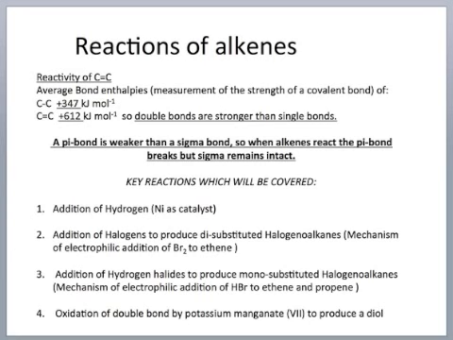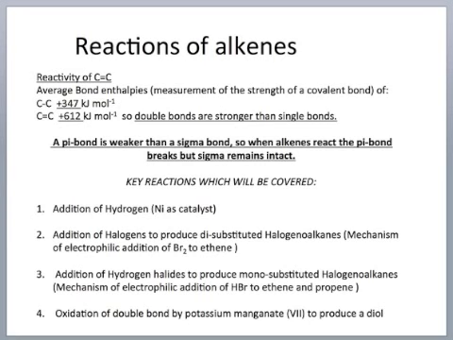So we can see that in order to break a carbon-carbon single bond, you need 347 kilojoules per mole, whereas to break a double bond, you need nearly double as much energy. So double bonds are stronger than single bonds. Another important thing to know is that a pi bond is weaker than a single bond. So when alkenes react, the pi bond breaks, but the sigma bond remains intact.